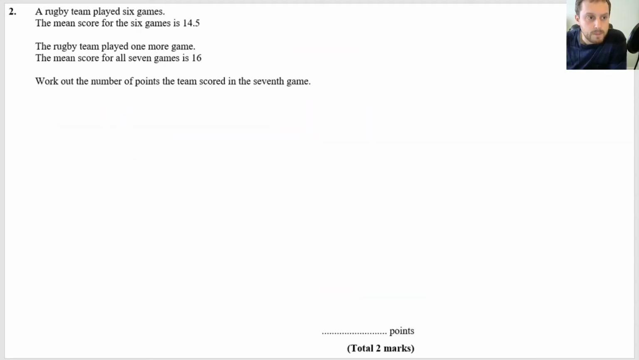Right, number 2. A rugby team played 6 games. The mean score for the 6 games is 14.5. The rugby team played 1 more game, and the mean score for all 7 games is 16. Work out the number of points that the team scored in the 7th game. So I'm going to work out a total for the first 6 games.